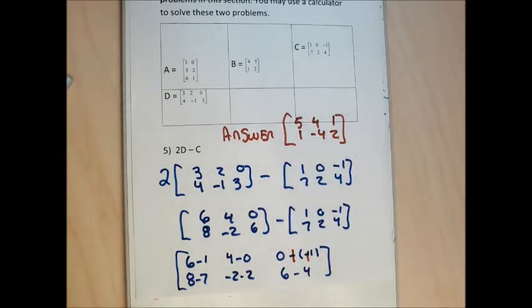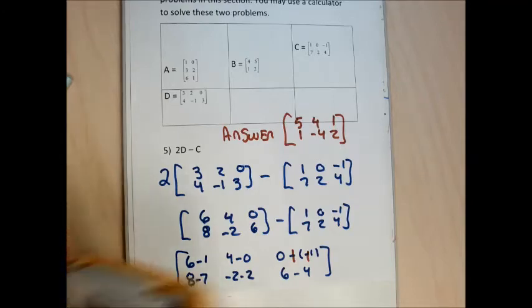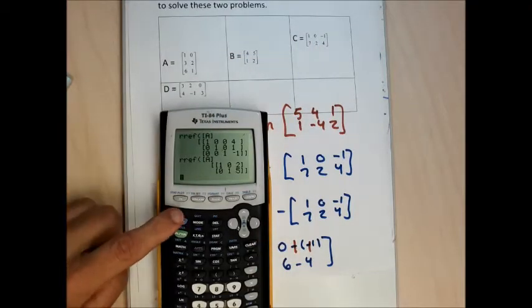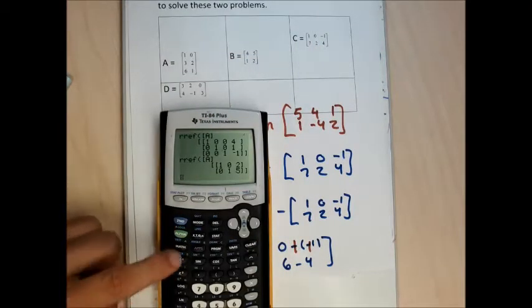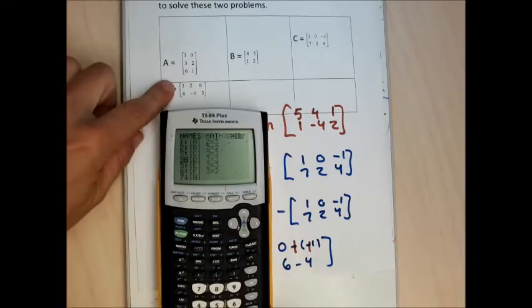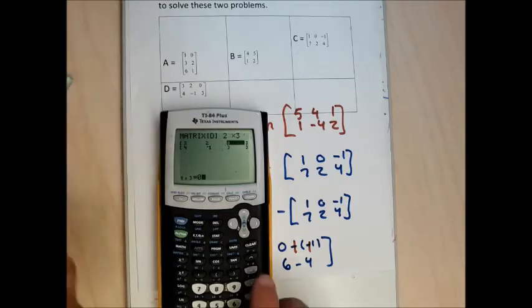You can absolutely do that on your calculator. Let me show you how to do that on your calculator really quickly. I'm going to enter matrix D and matrix C on my calculator. To do matrix D, I go second matrix, go to edit, down to D, and that's going to be a 2 by 3 matrix. I'll type 2, enter, 3, enter, and then enter the numbers 3, 2, 0. I already have 4, negative 1, 3.